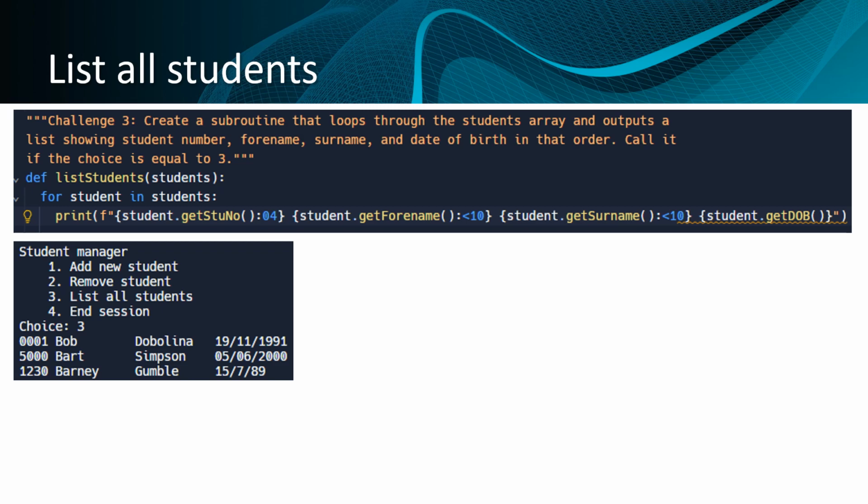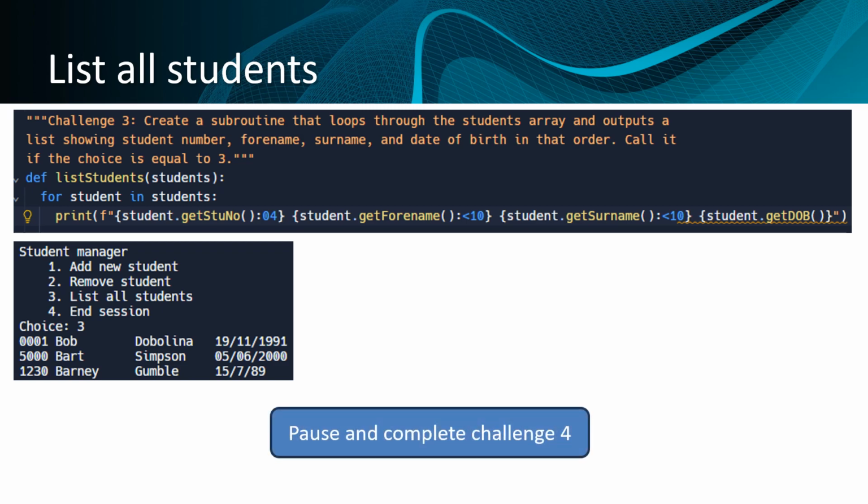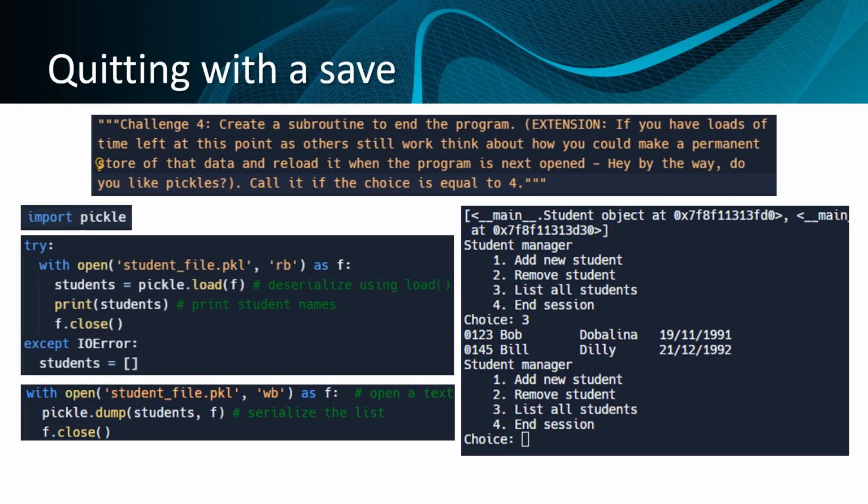You should pause the video again now if you'd like to have a go at challenge 4 before I go through the answer to that. So for those that were trying this extension task, you may have realized fairly quickly that you can't actually save an object to a text file as it is.